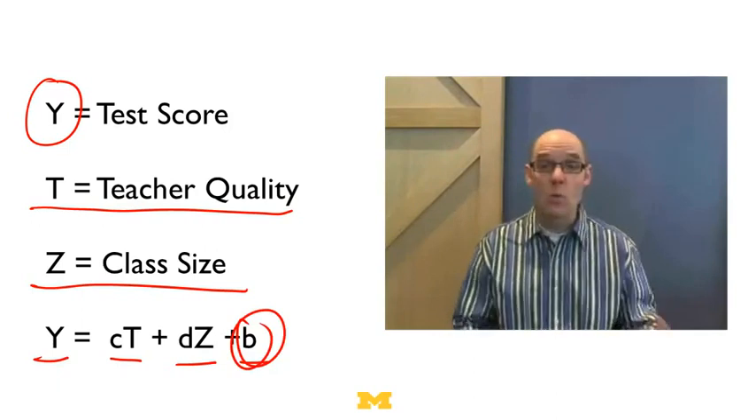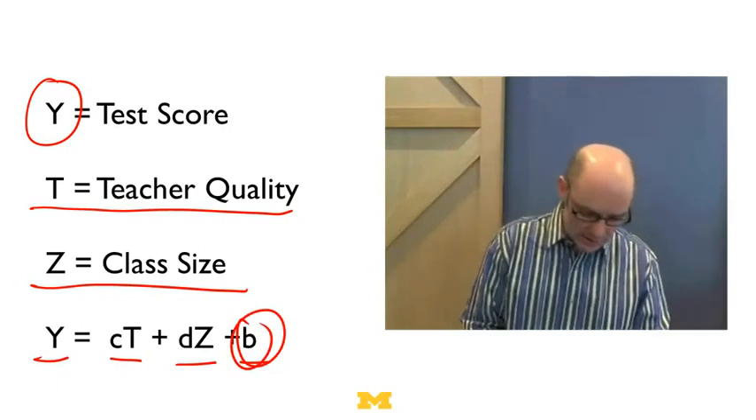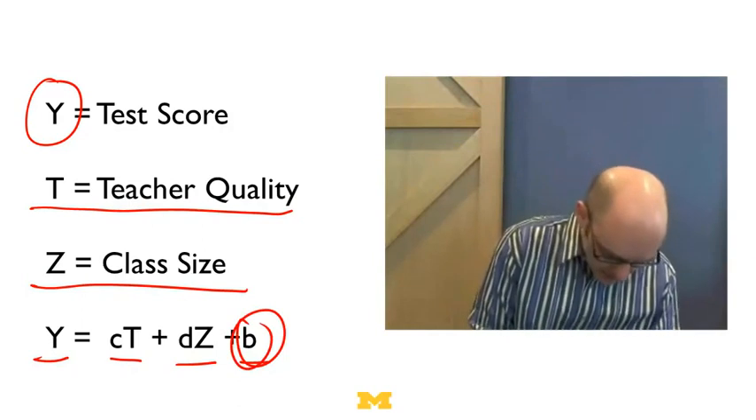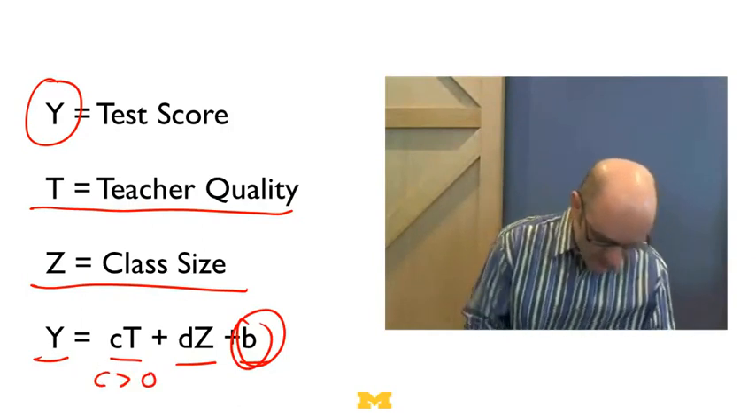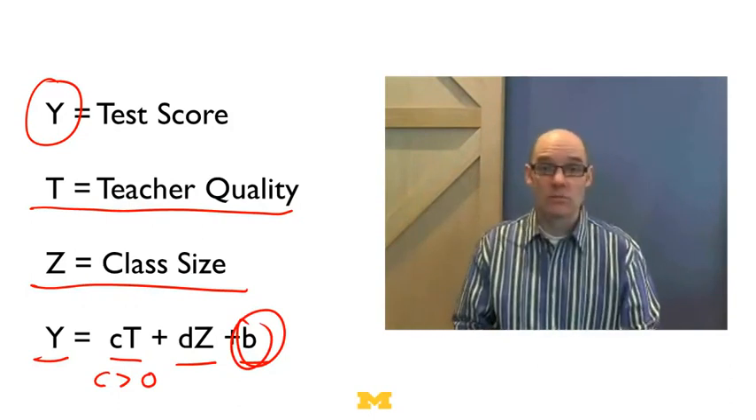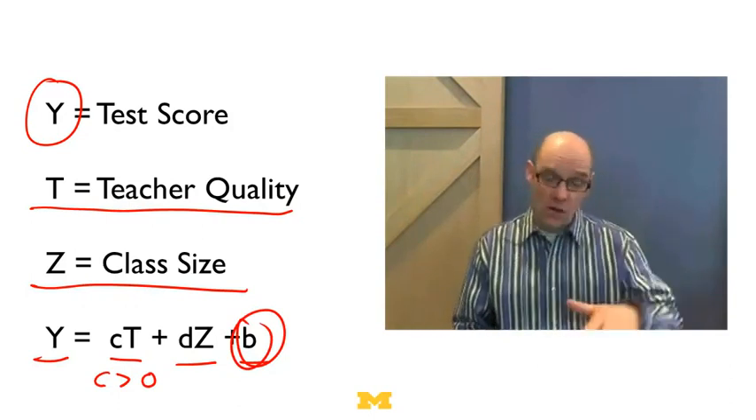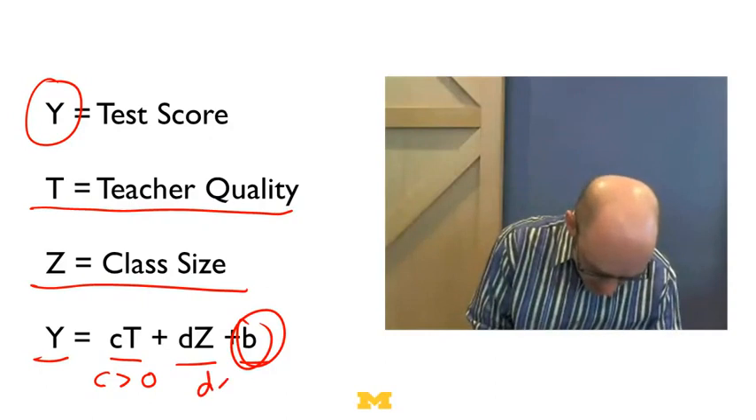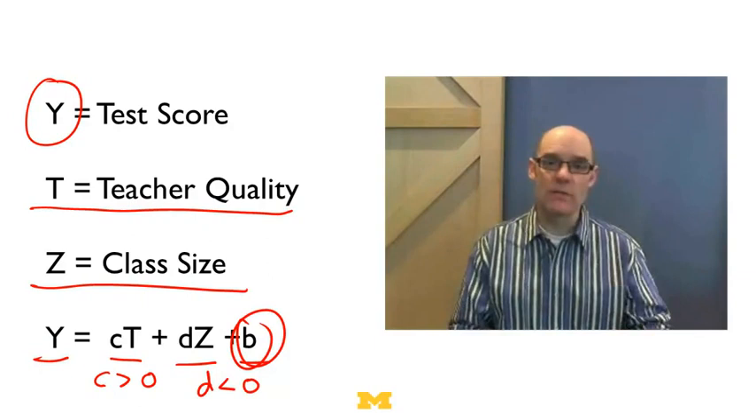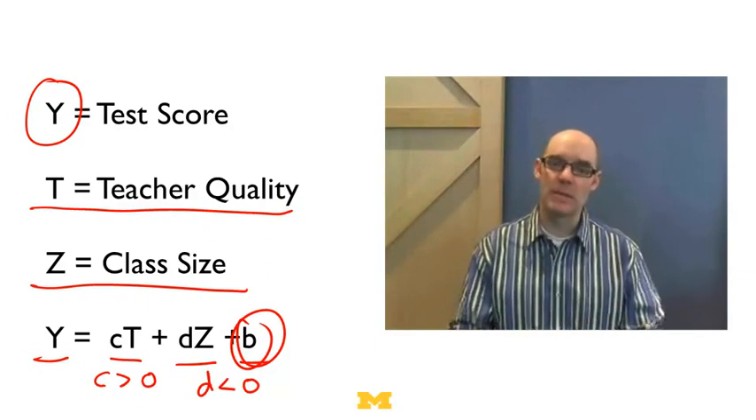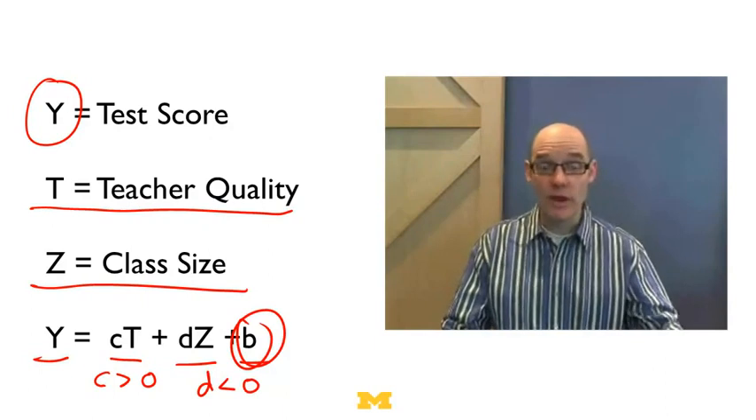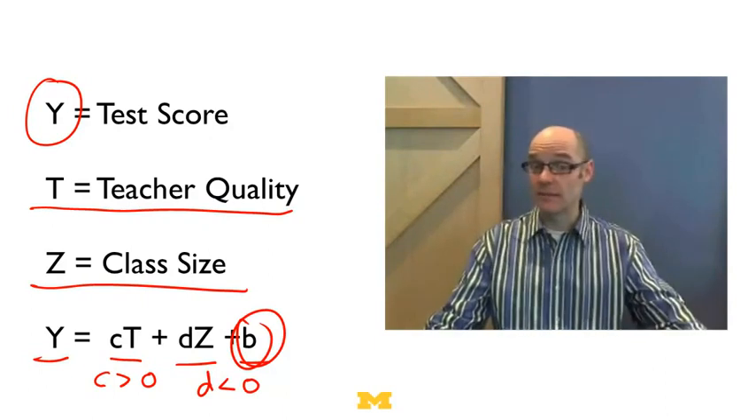Now when we think of this model, what should we expect? Well, what we should expect is that as teacher quality gets better, scores get better, so we should expect c to be bigger than 0. But we should expect as class size gets bigger that the class performance should fall. So therefore we should expect d to be less than 0. So when you see a model like this, one of the first things you want to do is come at it with some expectations, some preconceived ideas about what you think is going to be true. That way when you look at your output, you can decide, is it surprising or is it not surprising?